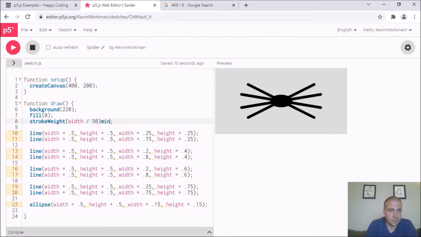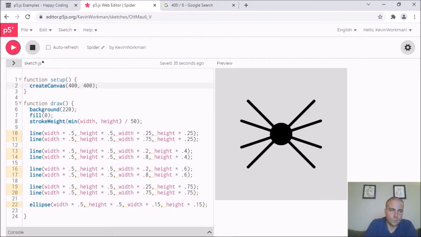Another thing to do would be to just take the min. So if I take the min between width and height, whichever one's smaller, then use that in your calculation of the stroke weight. So now hopefully it gets thinner. Yeah, now it's just going to pick whichever variable is smaller, width or height, and use that to calculate the stroke weight.